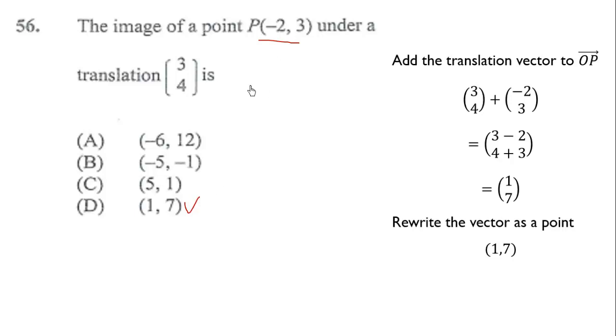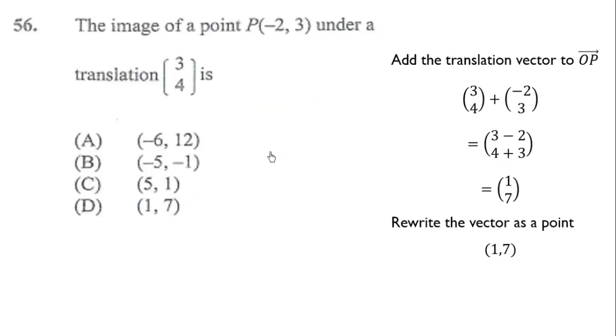Another way you can do it is just add -2 to 3, then you also add 4 to 3, and that will give you the image. So the image point will be 3 minus 2 is 1, then 4 plus 3 is 7. So you can do it as quick as that.